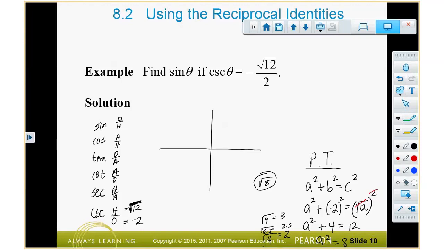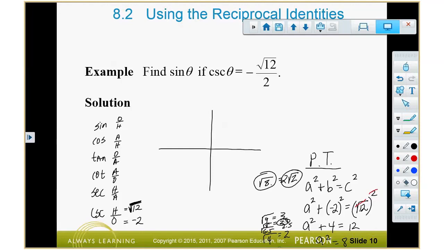Half of 2.5 is what? What's half of 25? 12.5, so 1.25. So that'd be 8.25 or 7.75, which would be 8. The square root of 8 is around 2.75. I say it's around 2.8. What is it? It's 2.8. Can we also write that as 2 square root of 2? 2 square root of 2 is good. All three of these answers are correct.